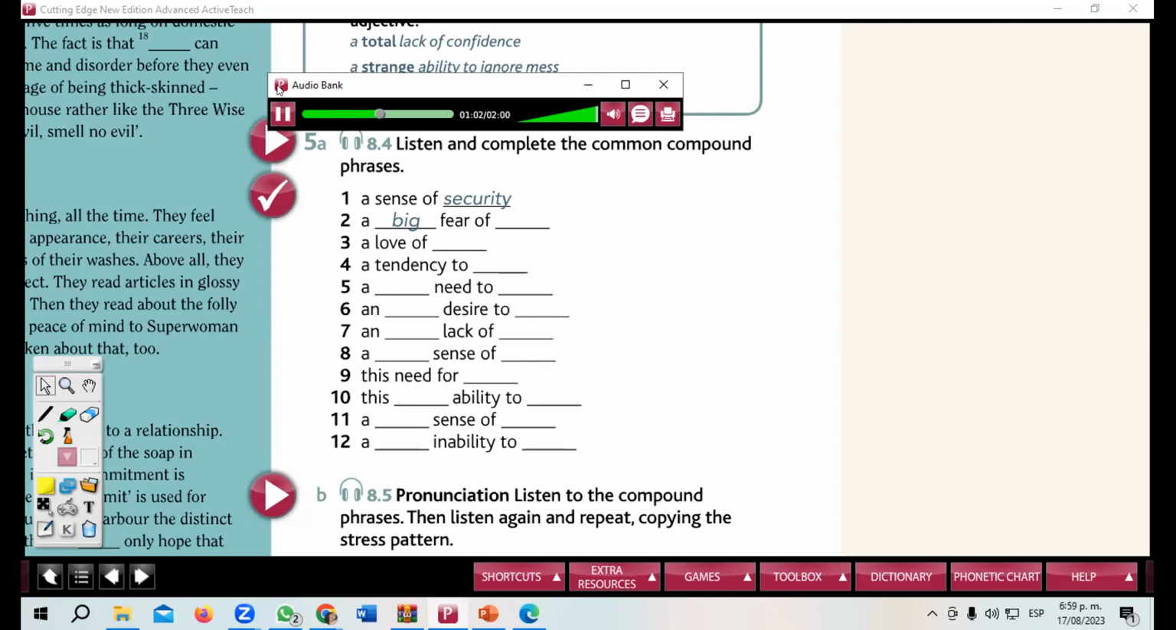Seven. For someone so talented, Ben's got an amazing lack of ambition. Eight. One thing you can say about Martin, he's got a great sense of fun. 9. Sorry if I keep asking you the same thing again and again. I've just got this need for reassurance.